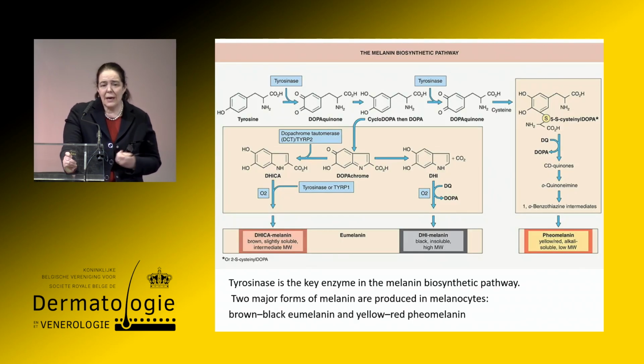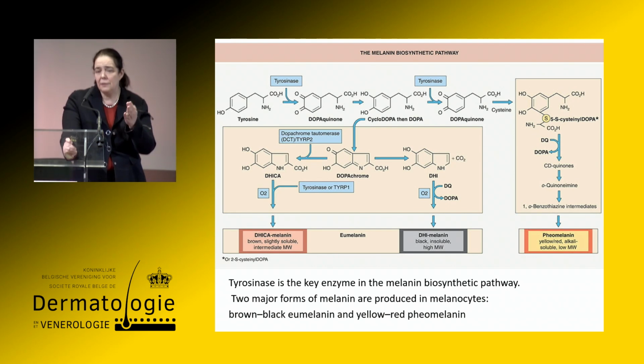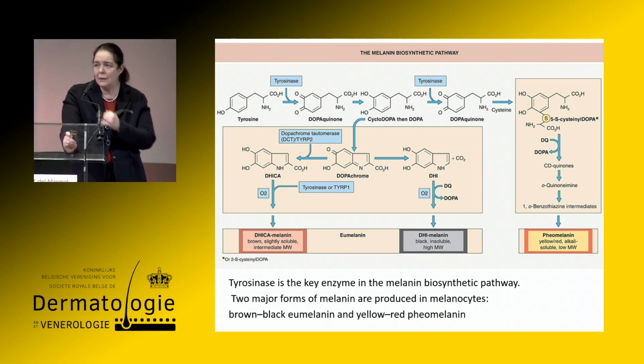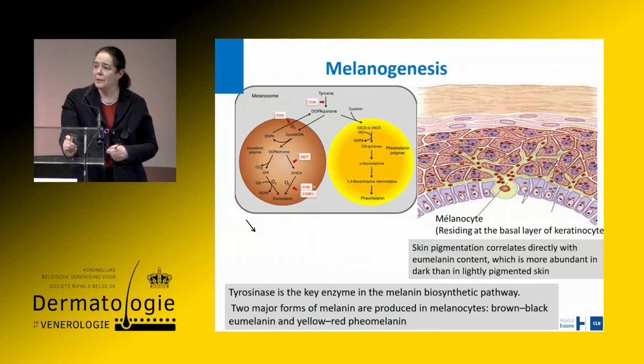So a key enzyme, tyrosinase, transforms tyrosine into dopaquinone, and then you have the association of sulfhydryl compounds, and this gives pheomelanin. This is the red melanin. Or it goes into a specific compound which is dopachrome, and this gives the synthesis of eumelanin. So 2 major forms of melanin are produced in the melanocytes: brown-black eumelanin and yellow-red pheomelanin.